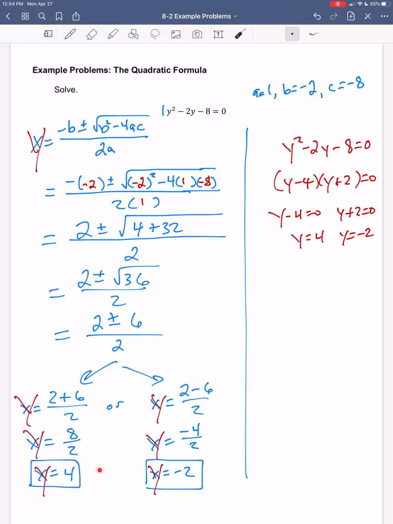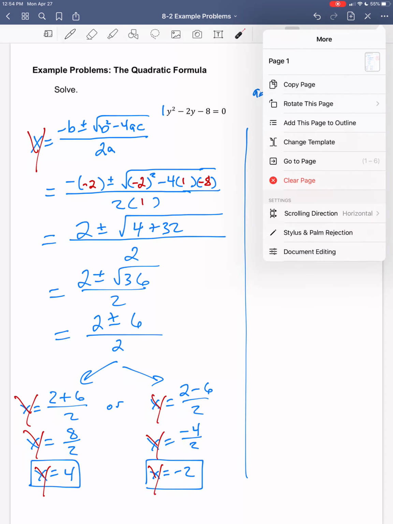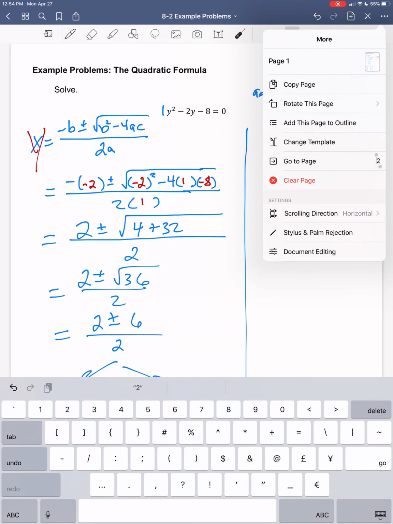Those are the same solutions I had here with the quadratic formula. Obviously, if you can factor an equation, that's the way you want to go. But the quadratic formula gives me the same answers. All right, let's do the second problem here.